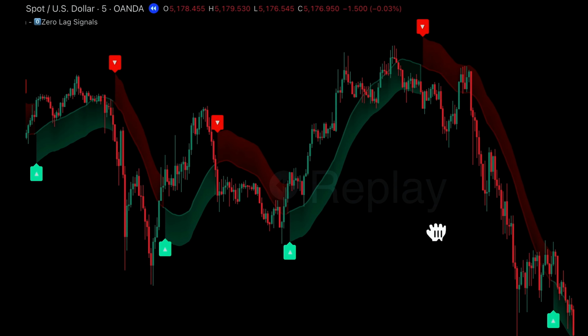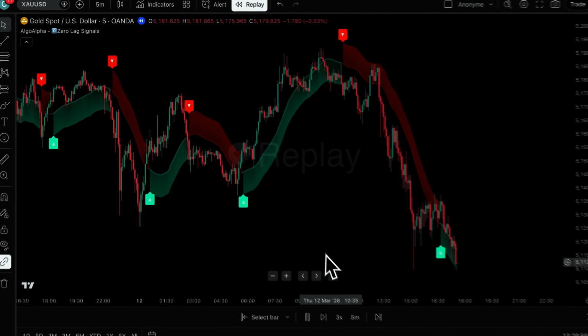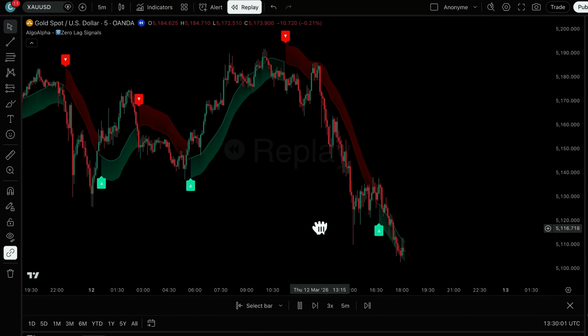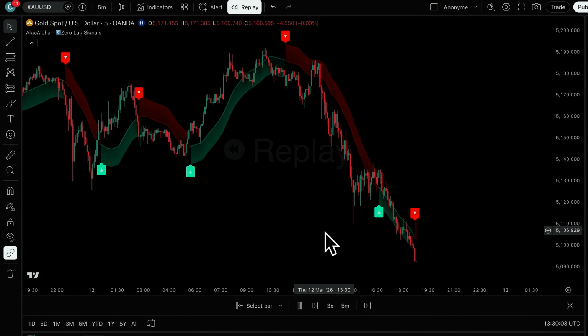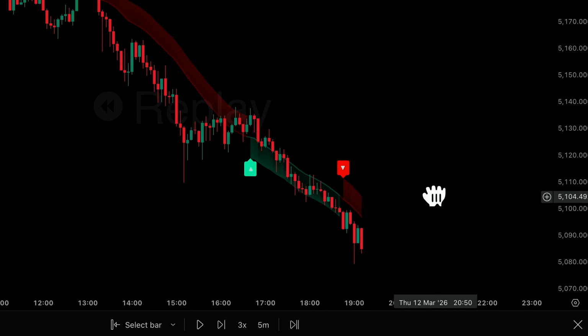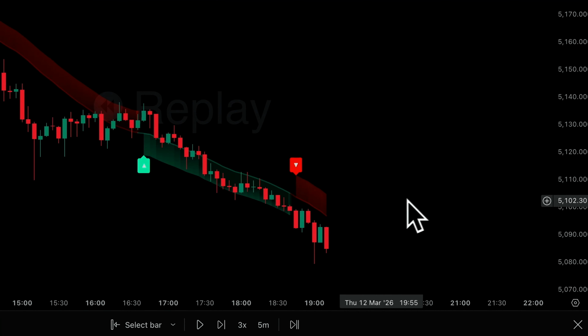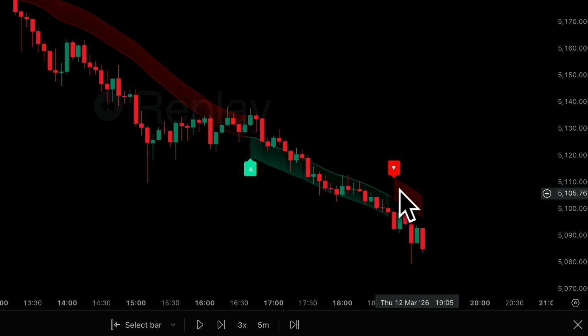I'm on the gold chart in a 5-minute time frame. I'm going to show you live how to properly use this very effective indicator. You see that the zero lag indicator just gave a bearish signal. The green zone becomes a red zone.